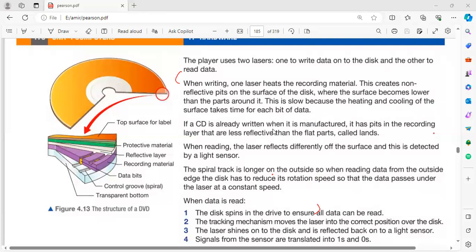If a CD is already written when it is manufactured, it has bits in the recording layer that are less reflective than the flat parts called lands. So data is basically read or written using bits and lands.